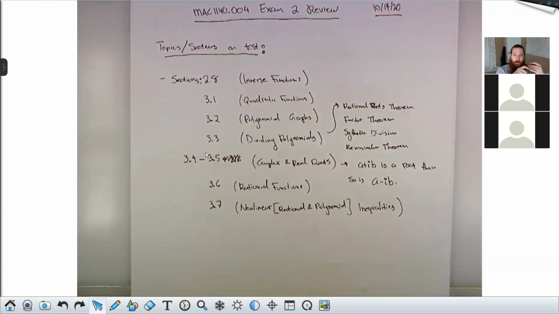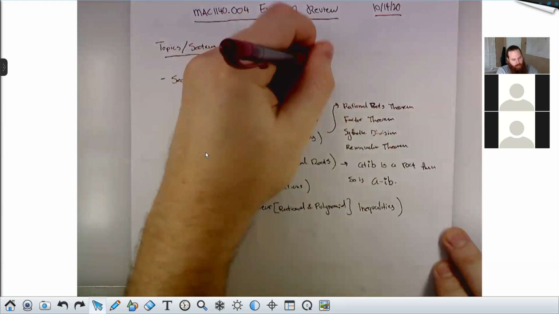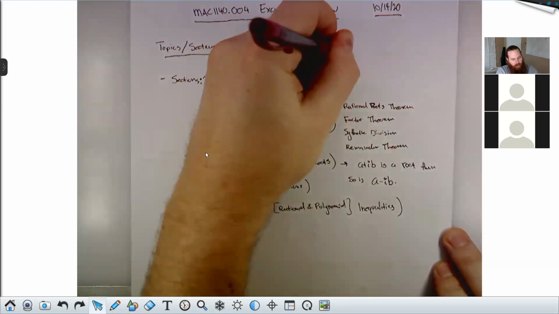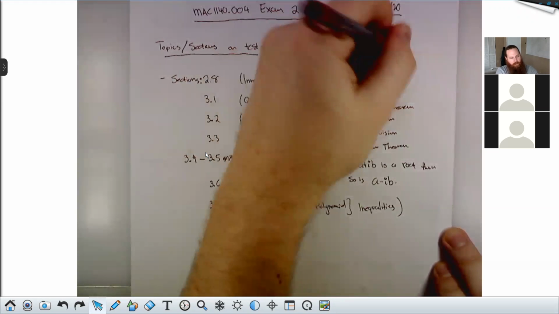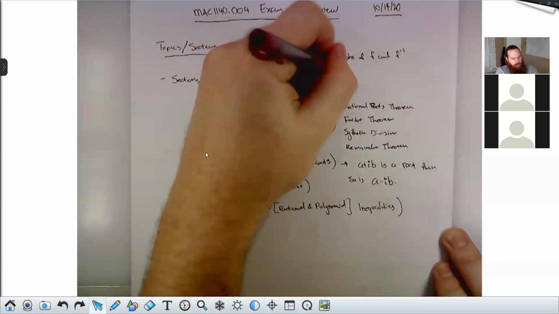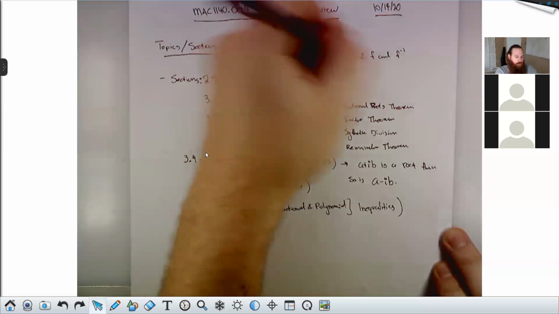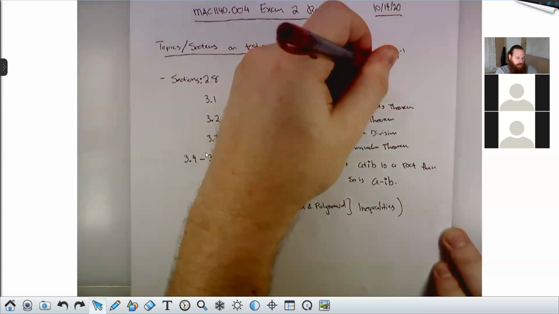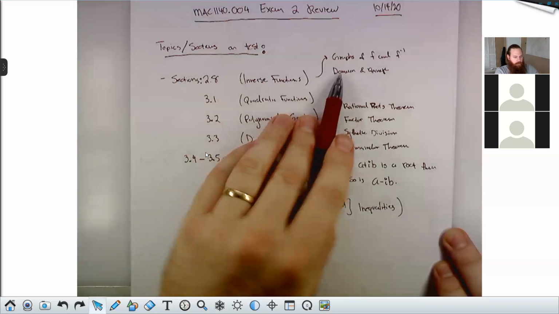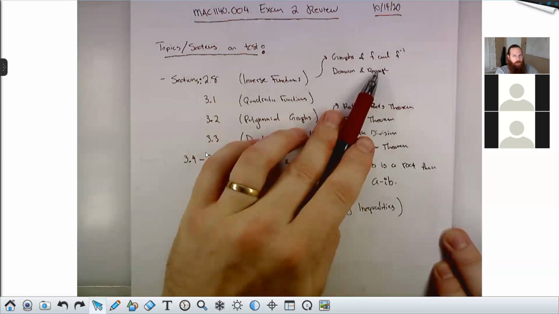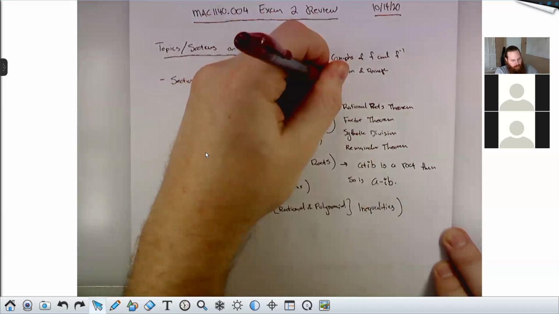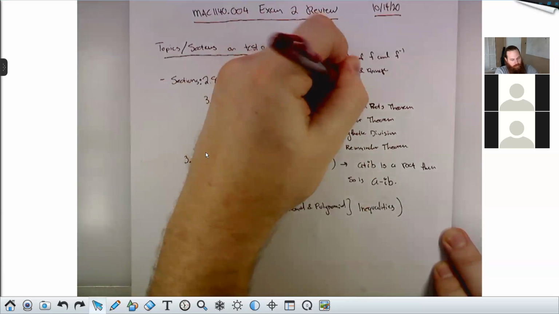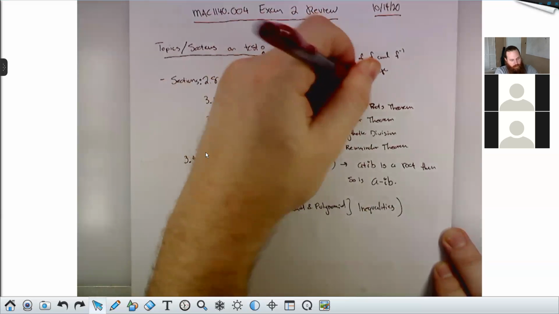Quadratic functions, make sure you remember how to complete the square. That's something that folks tend to forget. So here under inverse functions, I'll say graphs of f and f inverse, domain and range. Remember, the domain of f is the range of f inverse, and the range of f is the domain of f inverse. Those sort of things. Under quadratic, stuff people forget is mostly just completing the square.